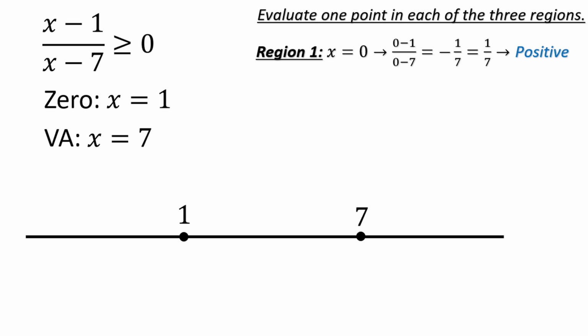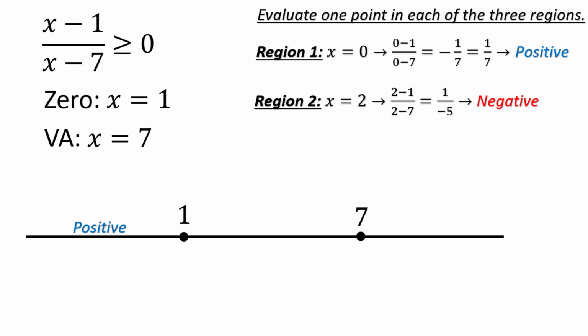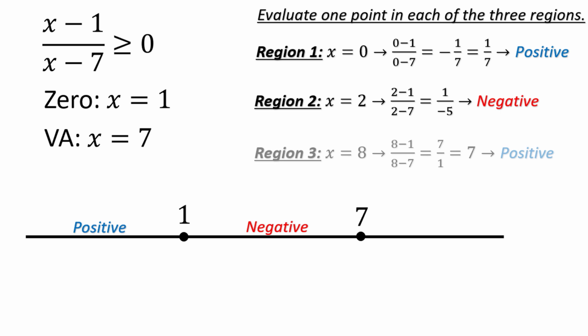This is a positive number, so anything below x equals 1 will also be positive. If we plug in a value between x equals 1 and x equals 7, such as 2, we will get 2 minus 1 divided by 2 minus 7, which simplifies to 1 divided by negative 5, which is a negative number. Any values between x equals 1 and x equals 7 will be negative. If we plug in a value greater than 7 for x, like 8, we will get 8 minus 1 divided by 8 minus 7, which is 7 over 1, or 7, a positive number. That means for any values greater than 7, we will have positive numbers for this function.